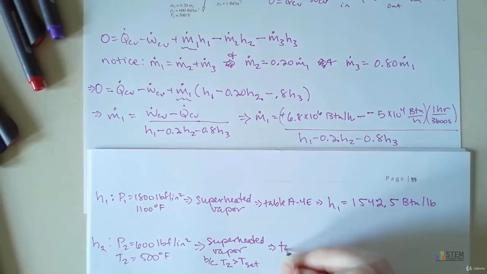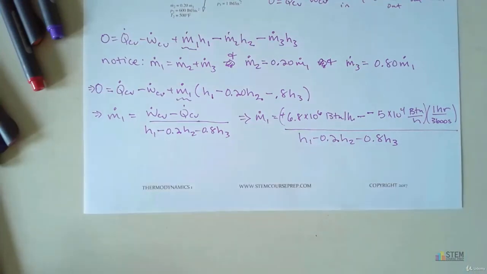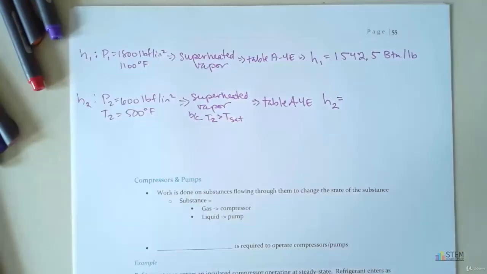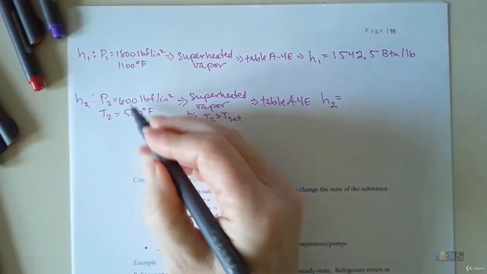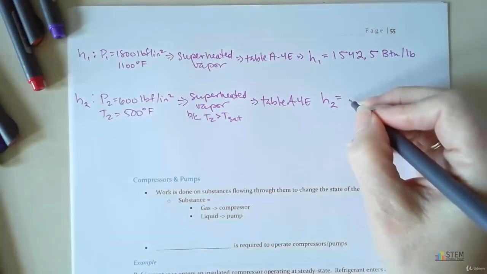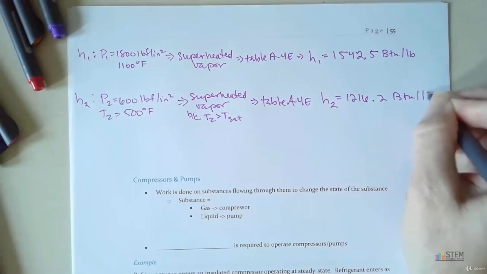So for this, we need to go to table A4E again, and then find H2. Guys, my paper keeps falling. Let me use this one. There we go. Now, our H2 value that we're going to have, if you look up these conditions, you will have 1,216.2. That's going to be BTU per pound.